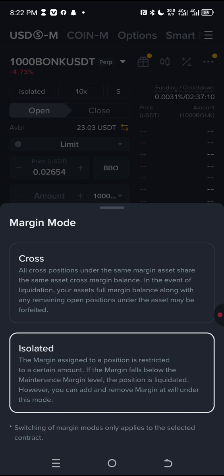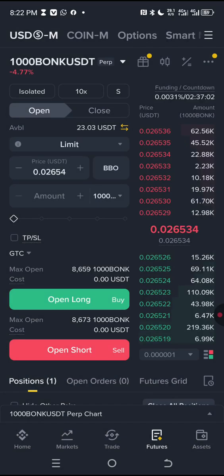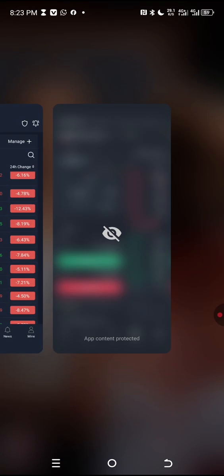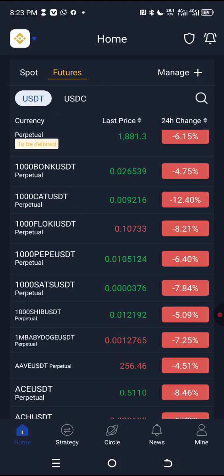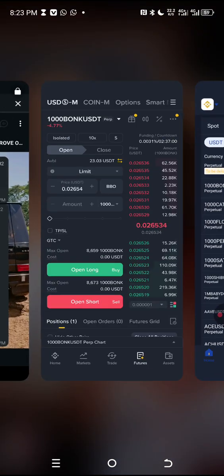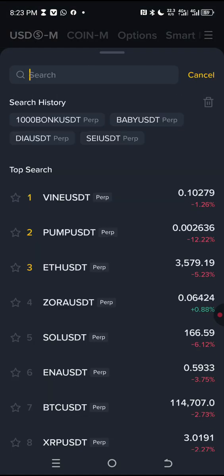Yours will be in cross if you haven't done this exercise. But if you have done this exercise, just go ahead and set your coin. So you will continue like that. After setting 1,000 BONK, you come back here. Look for 1,000 CAT. Then look for 1,000 FLOKI. Like that. So here we are going to look for 1,000 CAT.